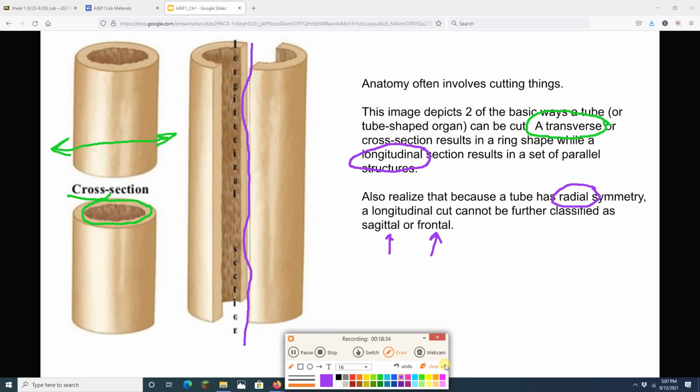Right now, all I want to say is when we're cutting tubes, we can do a short cut across, that's transverse, and we get a ring. Or we can do a long cut along the long axis, which gives me some parallel-looking structures. And that's called a longitudinal cut.